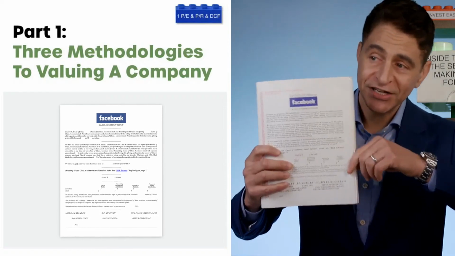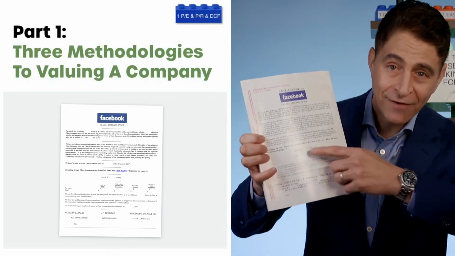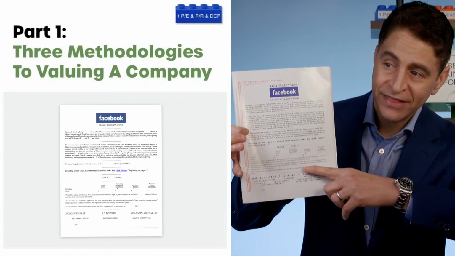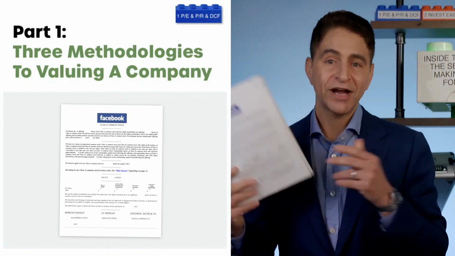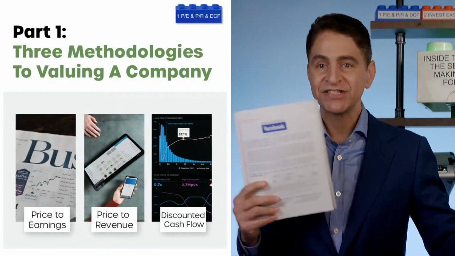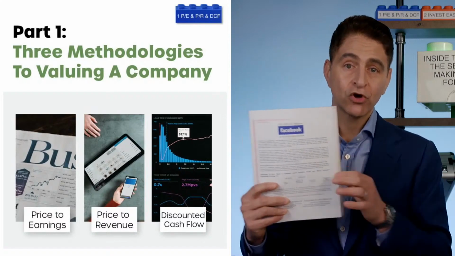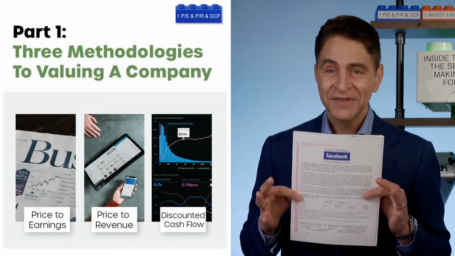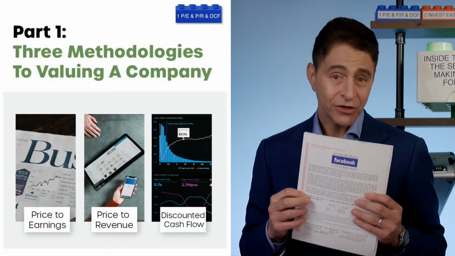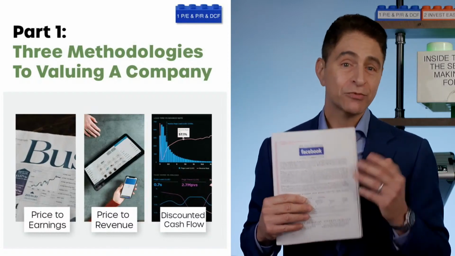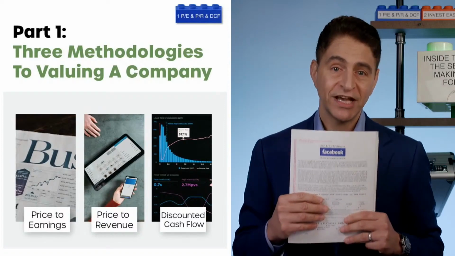This might be a little bit tricky to see, but on the cover here, there's a gap. The thing that's not listed is the price. Everything is here except for the price. And so what happens is investment bankers will create things like this to help their clients, meaning big mutual funds and hedge funds, value companies. And they'll use three of the methodologies that I'm going to talk about today.